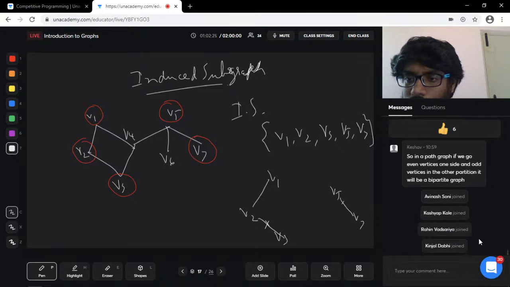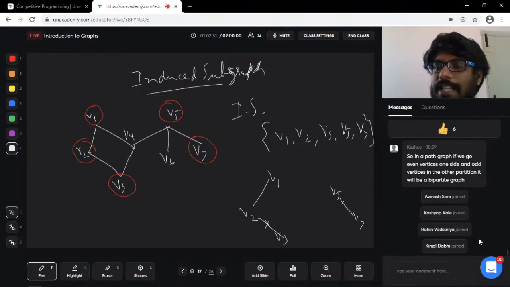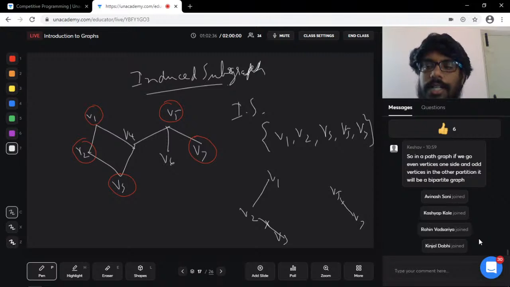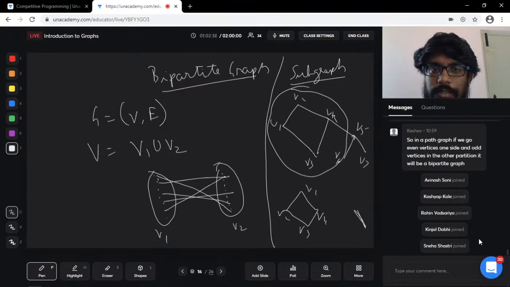So path graph we go. Okay, that's a very, very good question. Keshav, you're absolutely right. Keshav is basically asking, is a path graph a bipartite graph? That's absolutely correct, because let's go back and see.